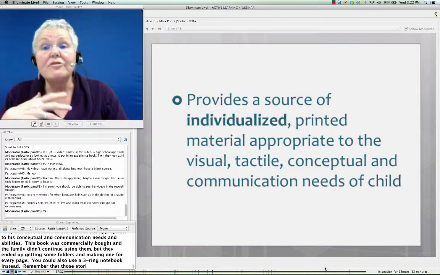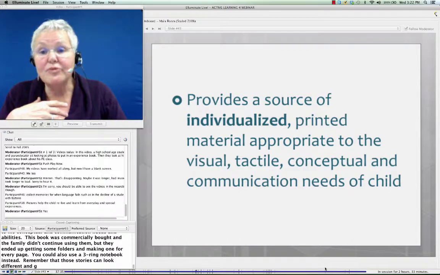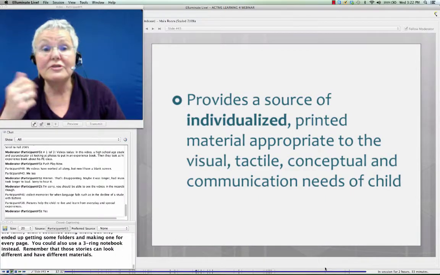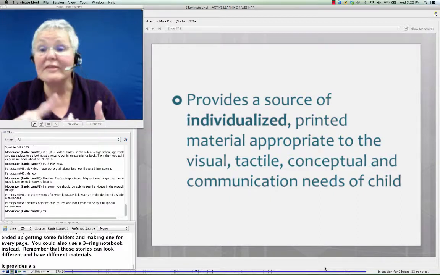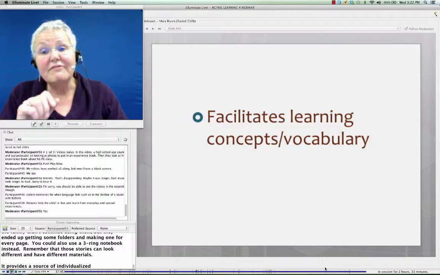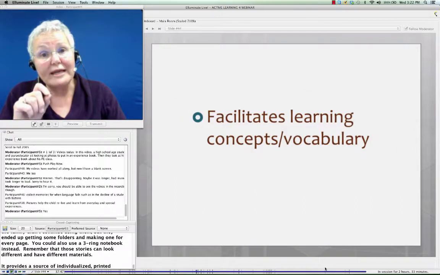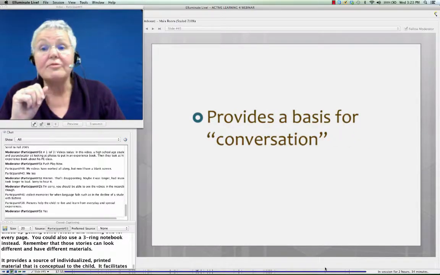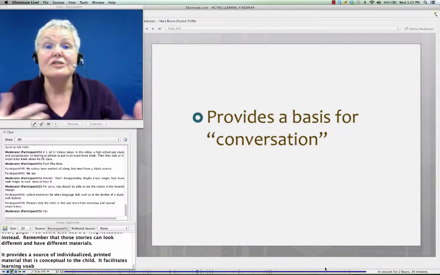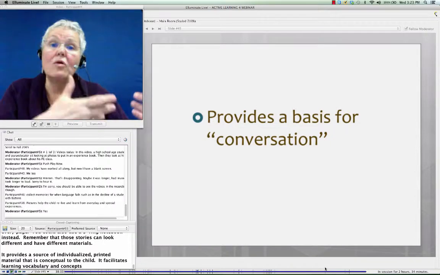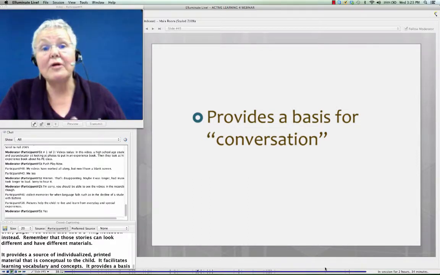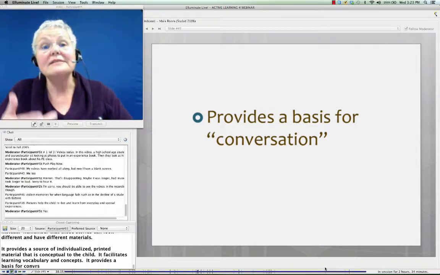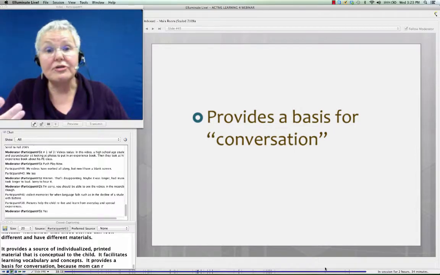It provides a source of individualized printed material that is appropriate to the visual, the tactile, the conceptual, and the communication needs of the child. And that's a very important point, that it needs to be connected to him. It facilitates learning concepts and vocabulary. It provides a basis for conversation. So I come home, I'm the mom, I come home at the end of the day because I work, and we sit down and we read a book together, just like I have read for my other 3 children who don't have disabilities.